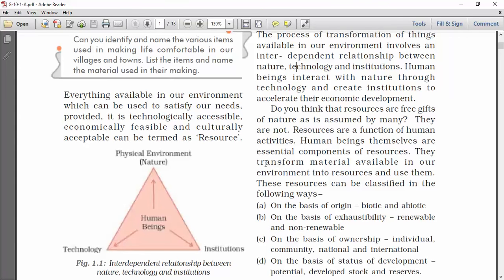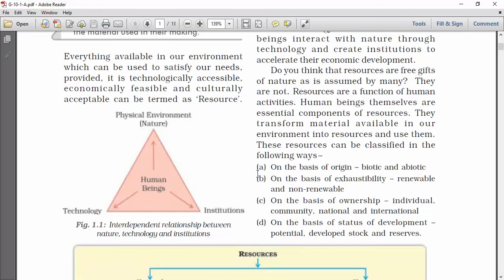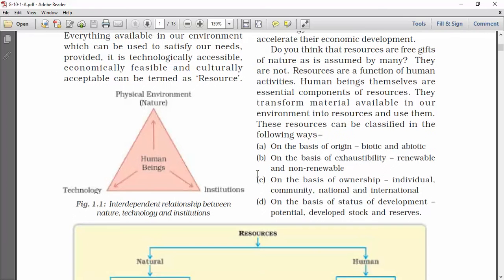These resources can be classified in the following ways: on the basis of origin, biotic and abiotic; on the basis of exhaustibility, renewable and non-renewable; on the basis of ownership, individual, community, national and international; on the basis of status of development, potential, developed, stock and reserves.